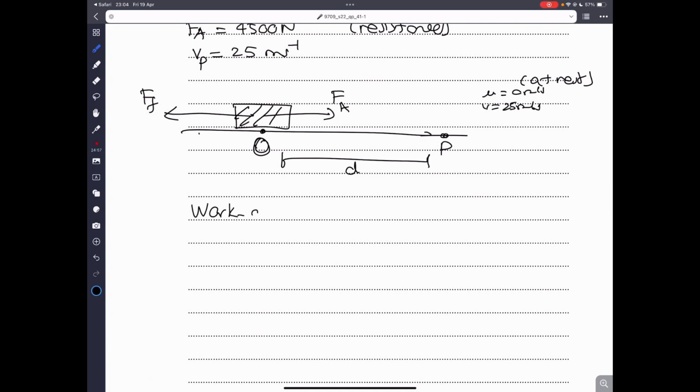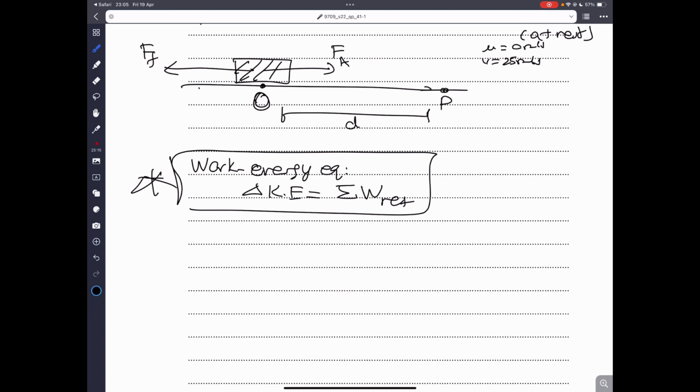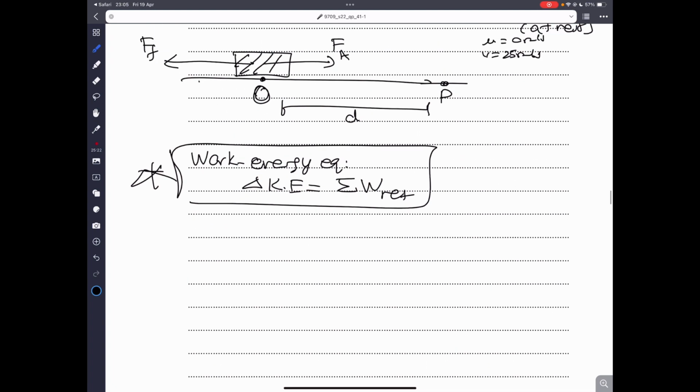the change in kinetic energy is equal to the sum of all the work done. This is a very important concept you have to remember. The change in kinetic energy is equal to the net work done. So remember, kinetic energy has a formula: 1/2 mv squared, and the change in kinetic energy is v squared minus u squared.